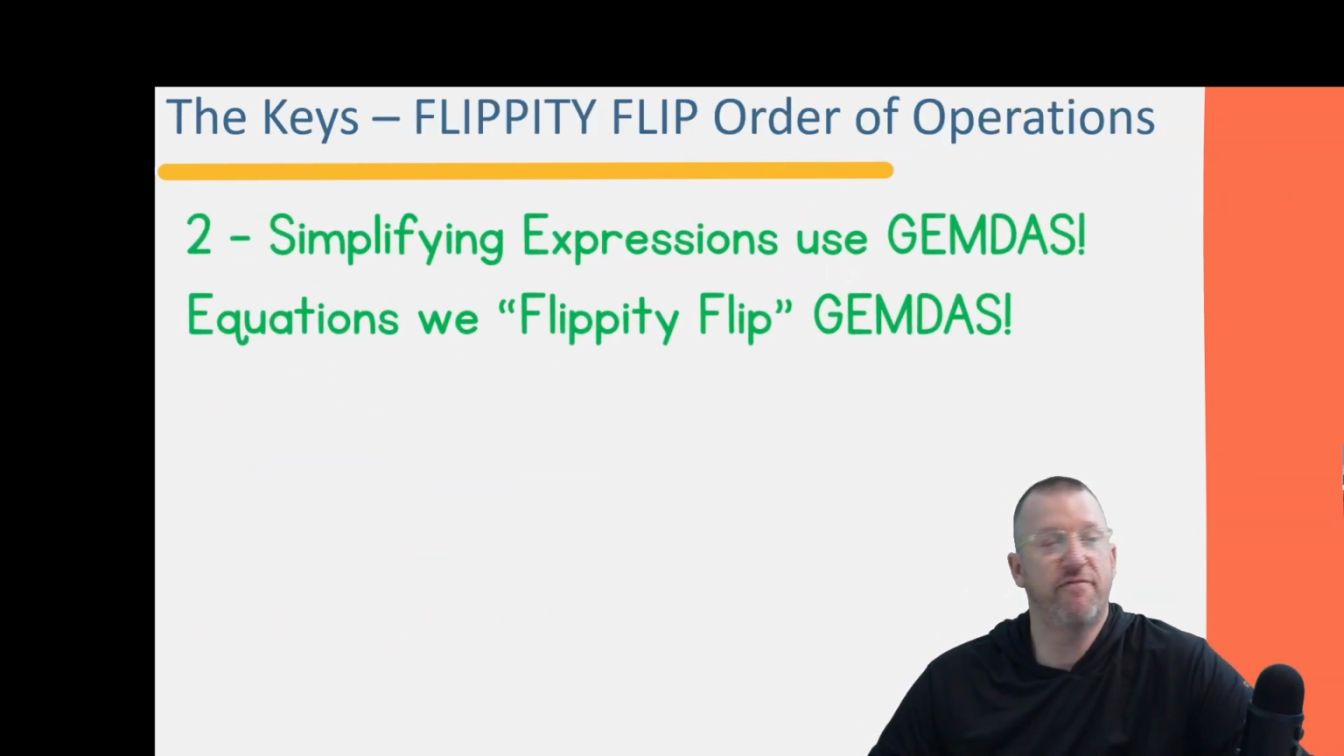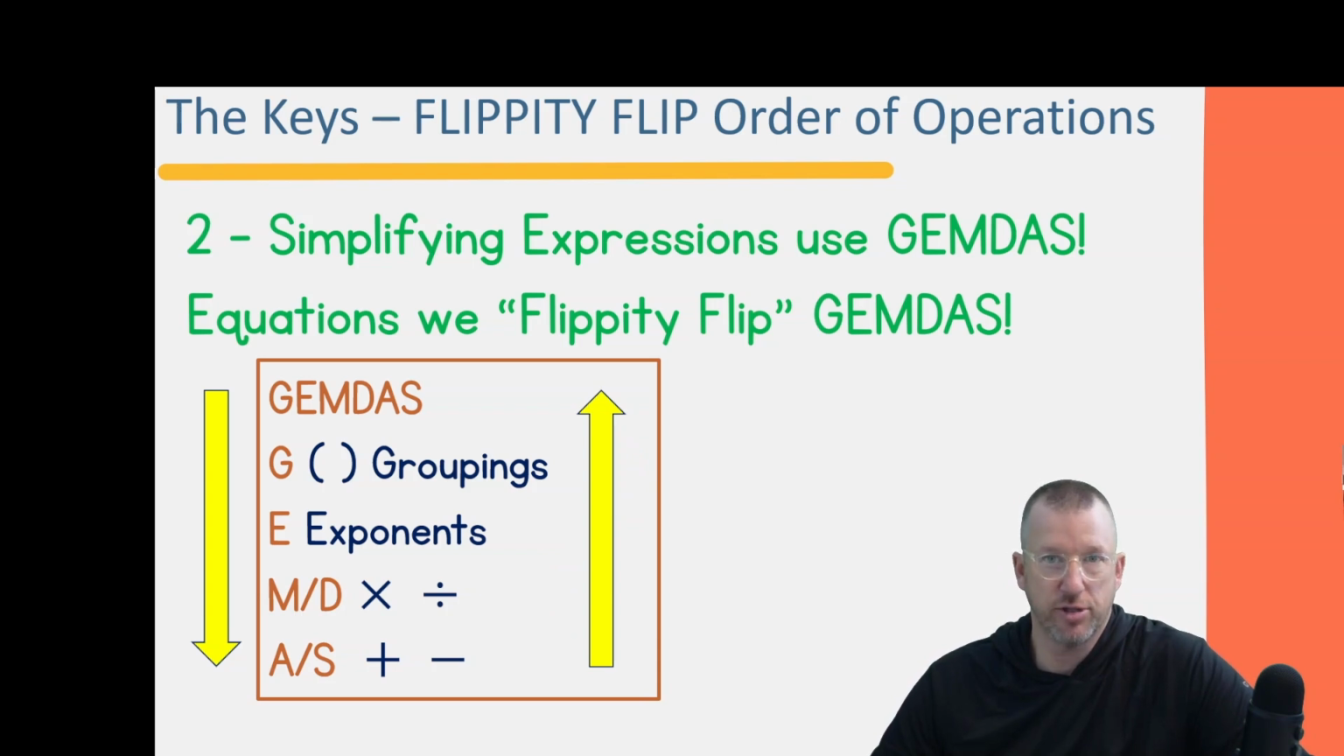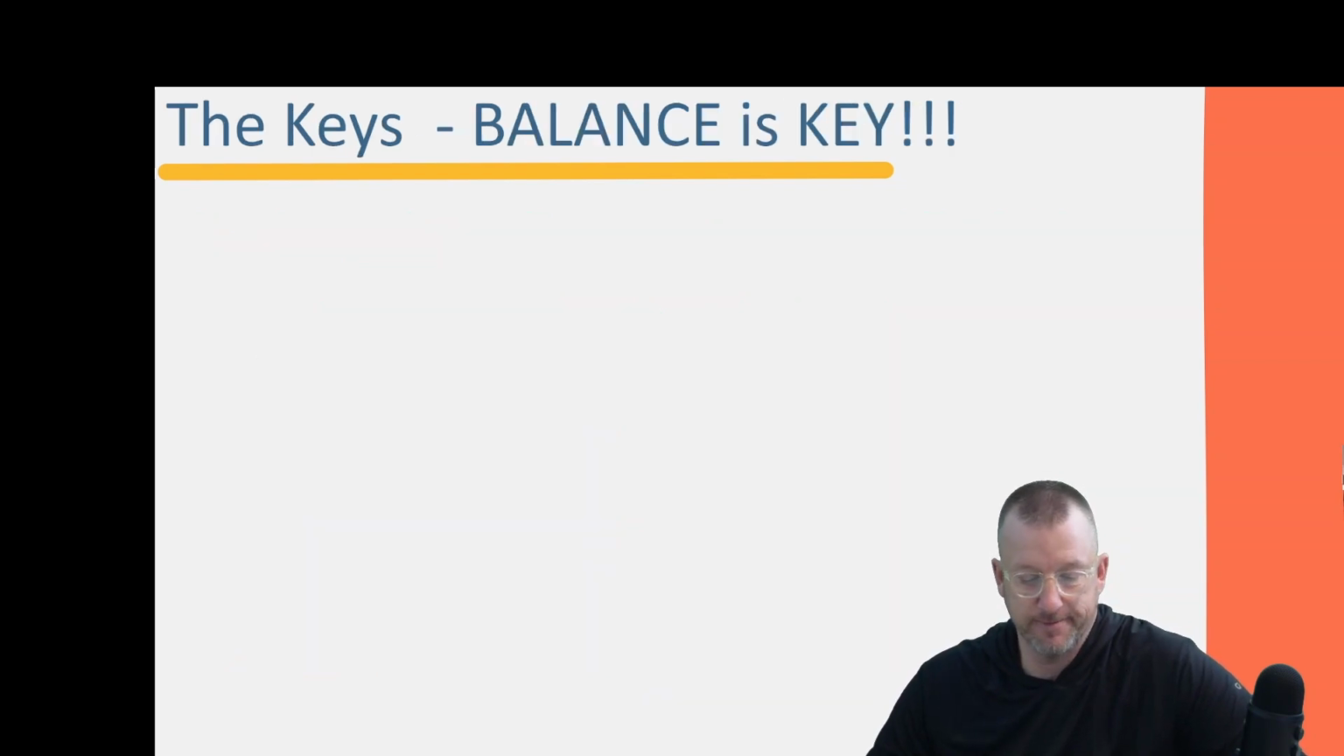The next key is the flippity flip order of operations. Flippity flip. That's a fun thing to say. So when we simplify expressions, meaning something without an equal sign, just an expression, we use GEMDAS. Okay? When we're using equations, we're going to flippity flip GEMDAS. So remember GEMDAS? Groupings, and then exponents, and then multiplication and division in the order that you see them, and then addition and subtraction in the order you see them. Flippity flip. We're going to do it backwards. We're going to start with addition and subtraction and move up to multiplication and division, okay?